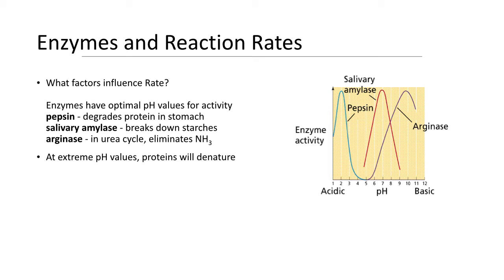The pH of saliva is usually ever so mildly acidic, around pH 6 to 6.5, and begins breaking down starches. On the other hand, an enzyme like arginase, which occurs in the urea cycle, which we'll talk about in a little bit, removing ammonia, which is toxic in the body, has to occur at a fairly basic pH, usually around pH 10 or so. Outside of this range, we can't have operational enzymes because under those conditions, the proteins that comprise the enzymes will denature.